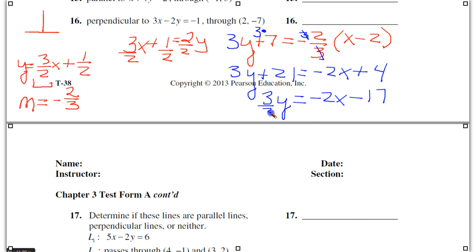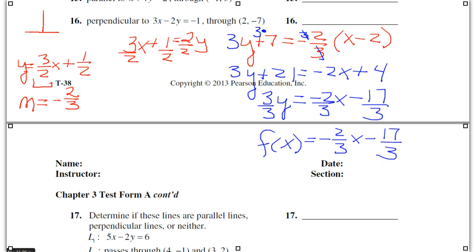And now divide everything by 3. And I'm going to convert this to a function symbol. A negative 2/3 x minus 17/3. Now again, the idea that you're going to pause the tape to work and you can go back and try it. This is what the benefit of this is as a study aid.